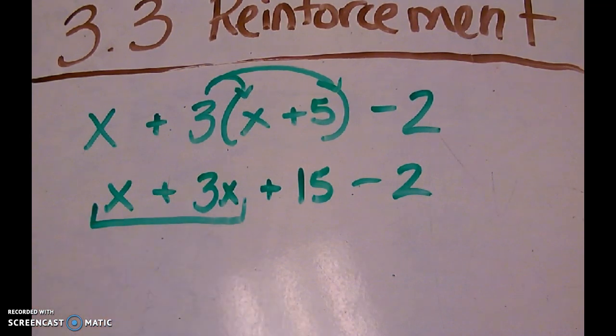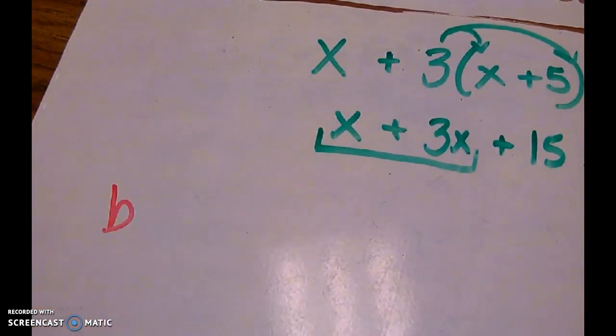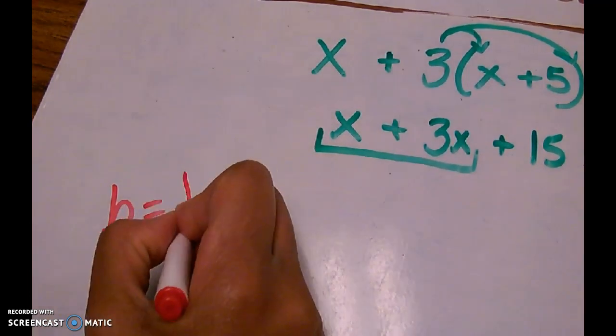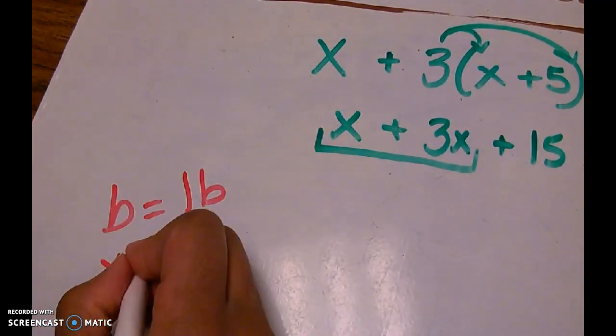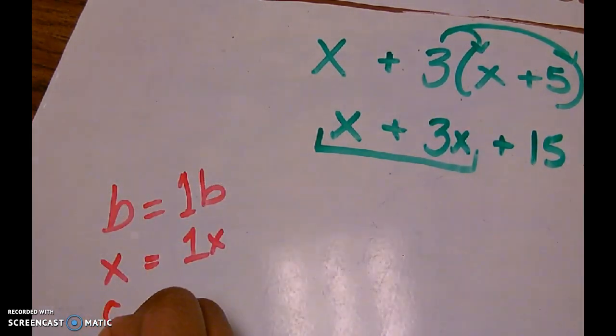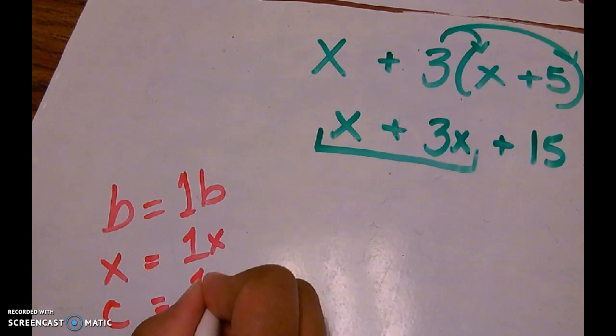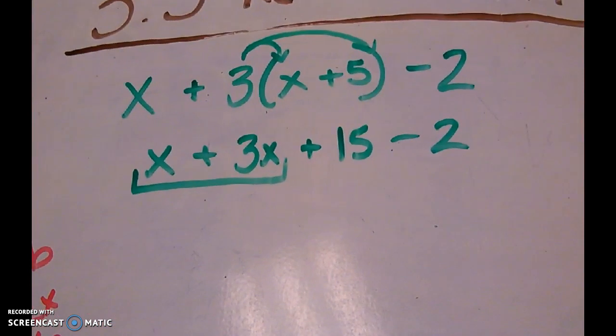And remember what I told you in the notes video. Sidebar. If there's a variable that is by itself, it is assumed that there is a 1 in front of that variable. So, x sitting by itself is the same thing as 1x. Okay? C written by itself is 1c. So, with that being said, back to the problem.